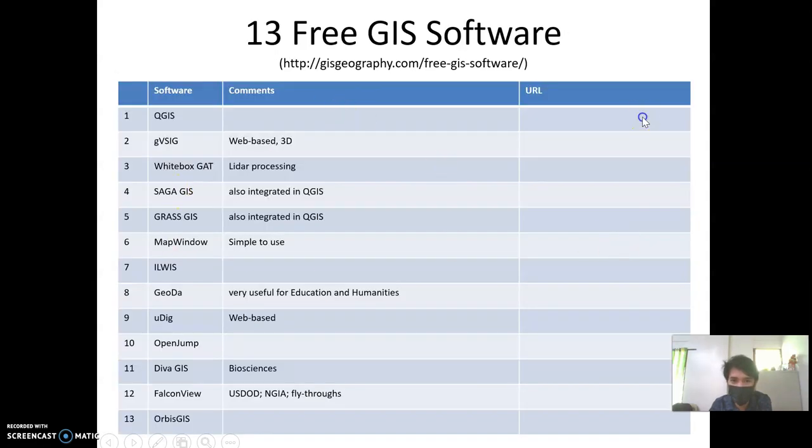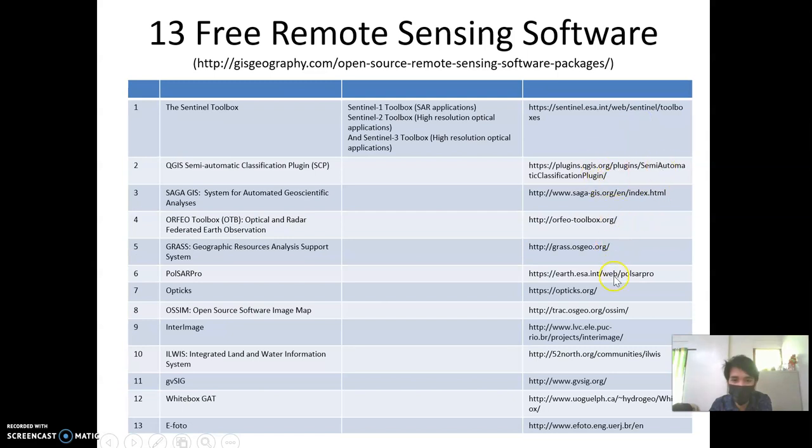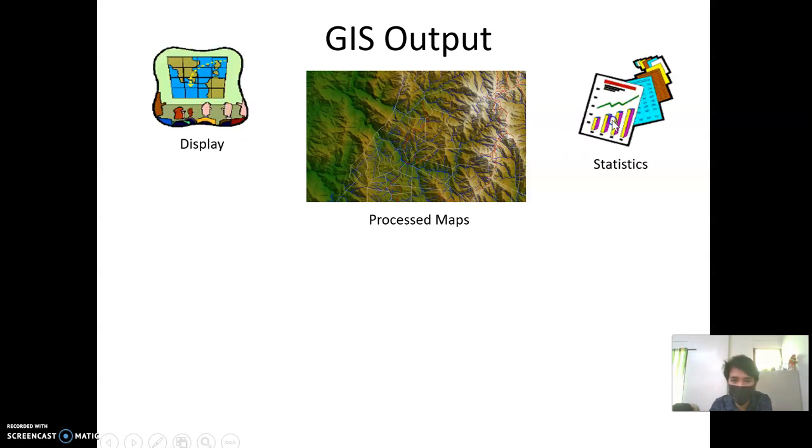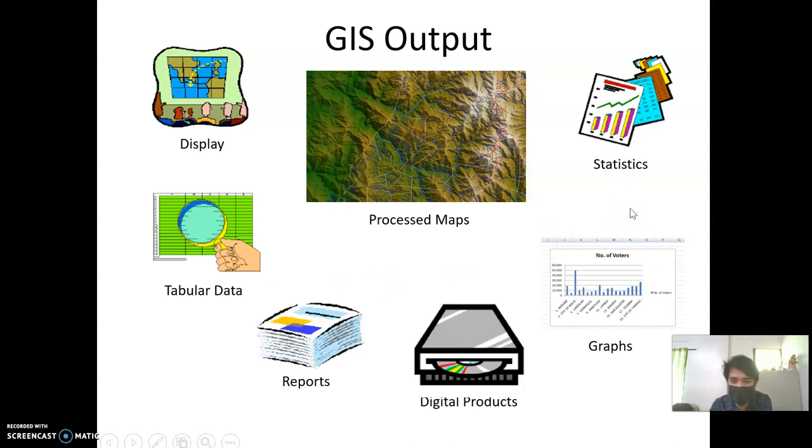So we have these GIS software, and you can get them online. And the outputs: once you run your data in GIS, you have your outputs. We have the processed maps. You can see here a topographic map and an elevation map. You can see here mountains, and these are administrative boundaries of a certain location, barangay siguro. And then we have here the ridges or watersheds. We have the display, statistics, tabular data, graphs, reports, and digital products.